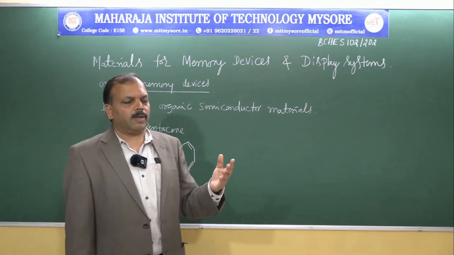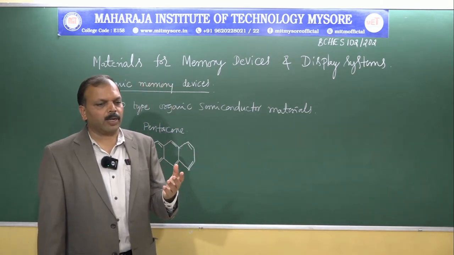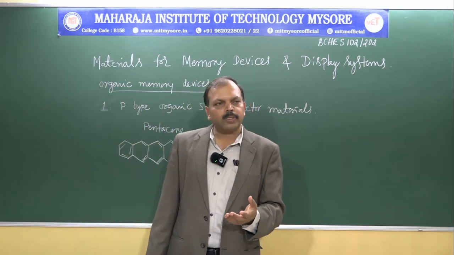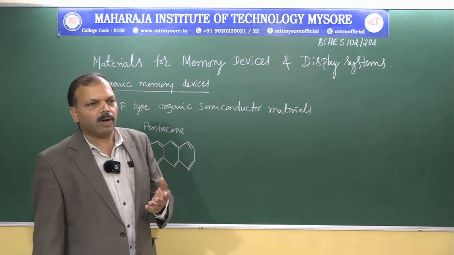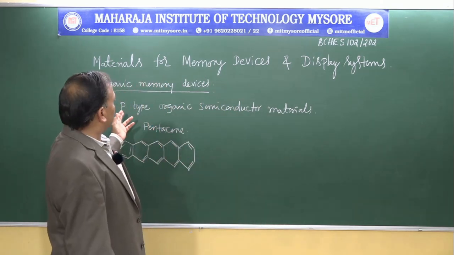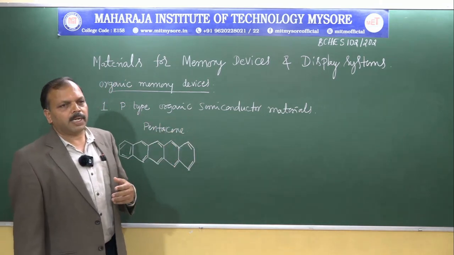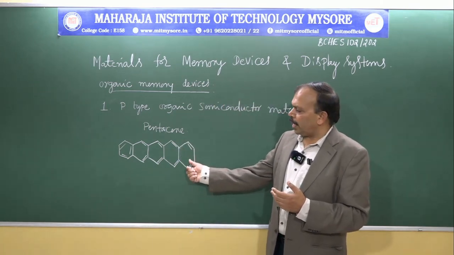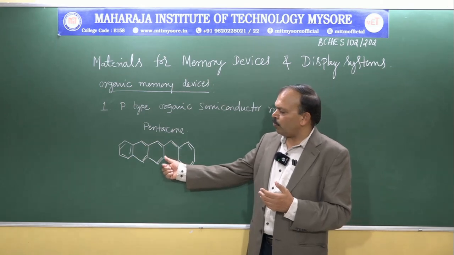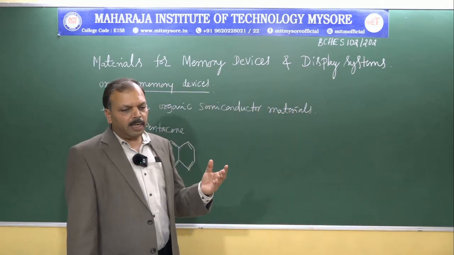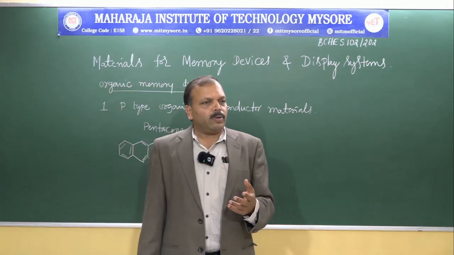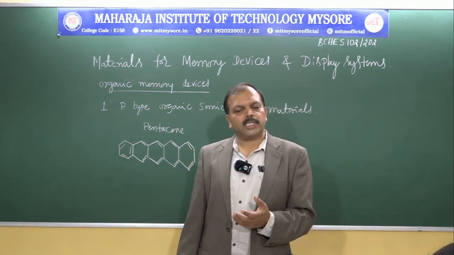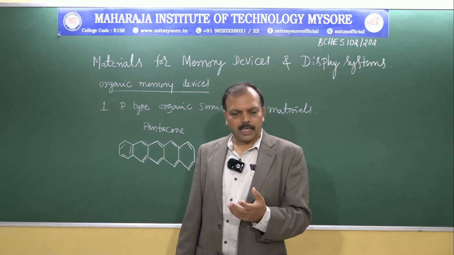We discussed different categories of electronic memory devices. We have organic memory devices also. Organic molecules also play an important role as memory devices. First, we take P-type organic semiconductor materials. We have taken an example, pentacene, shown in the diagram as a structure with 5 fused benzene rings. An organic molecule with a pi conjugated system that possesses holes as major charge carriers is called a P-type semiconductor.